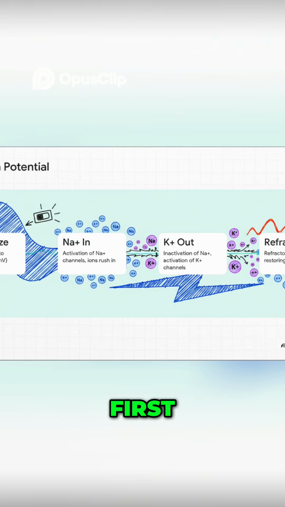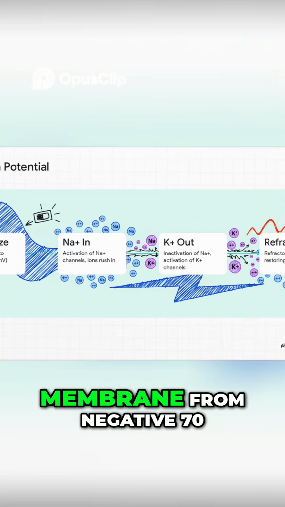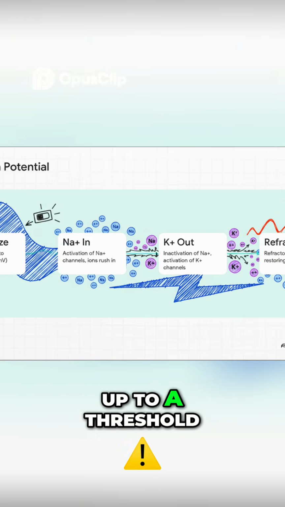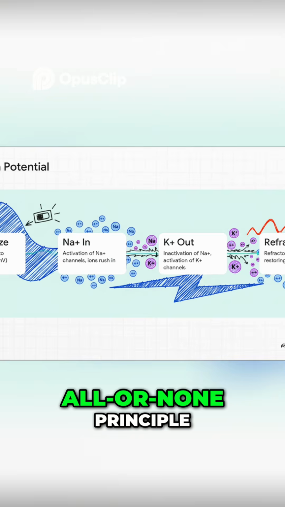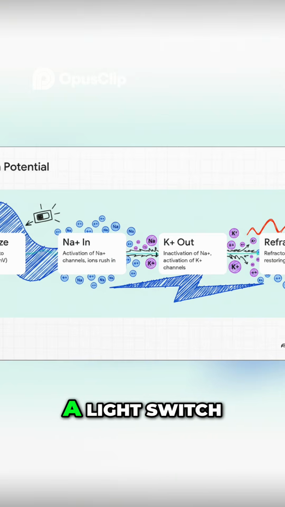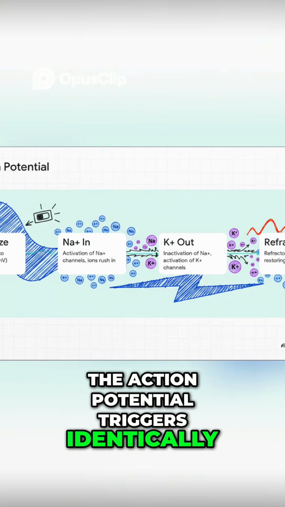sequence. First, that initial localized stimulus has to be strong enough to depolarize the membrane from -70 up to a threshold of about -60 millivolts. This follows the all-or-none principle. It's exactly like flipping a light switch. Once you hit that threshold, the action potential triggers identically every single time.